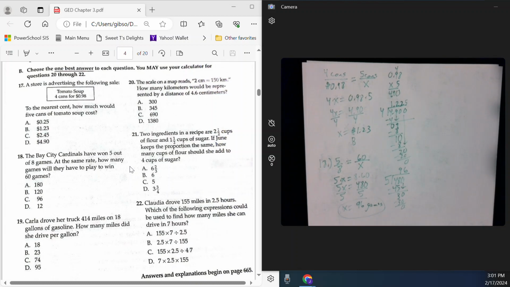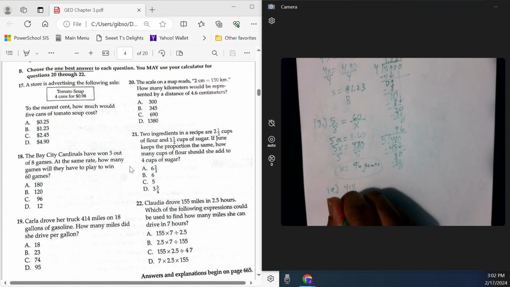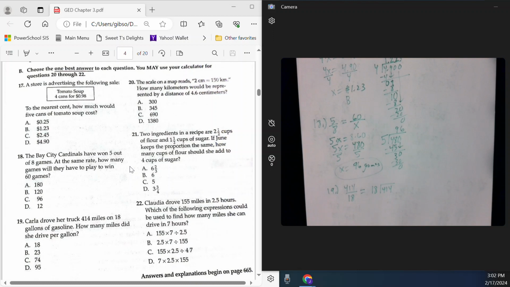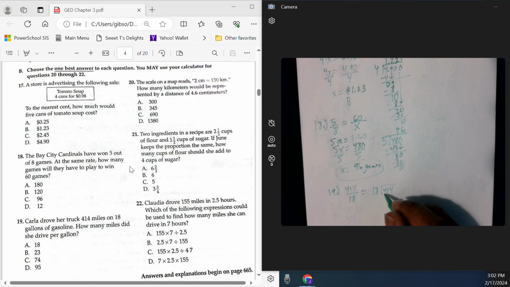Okay, now, 19. Carla drove her truck 414 miles on 18 gallons of gasoline. How many miles did she drive per gallon? So we want to know how many miles she drove per gallon. So she did 414 miles divided by 18 gallons. Now we simplify. We could take 18 into 414. We could simplify this to lower terms, but let's see what happens here.